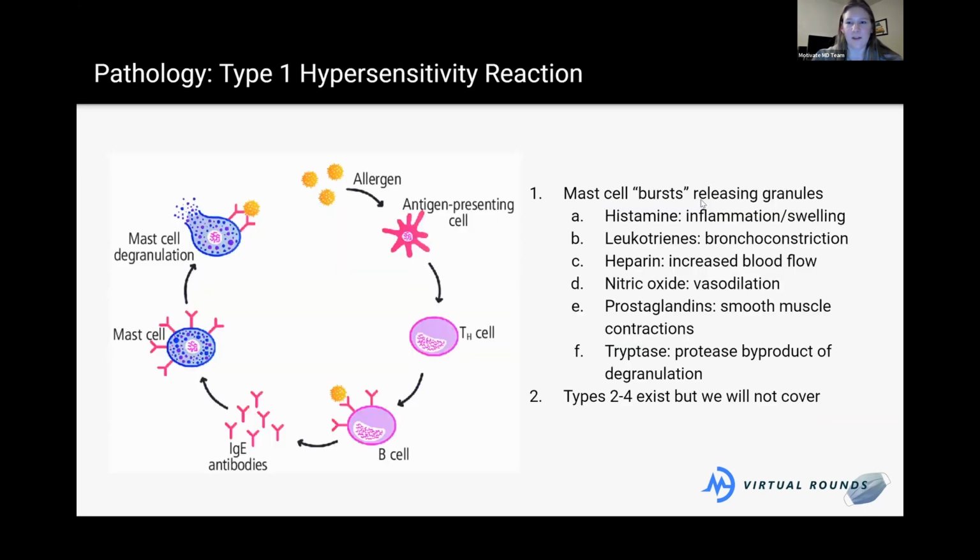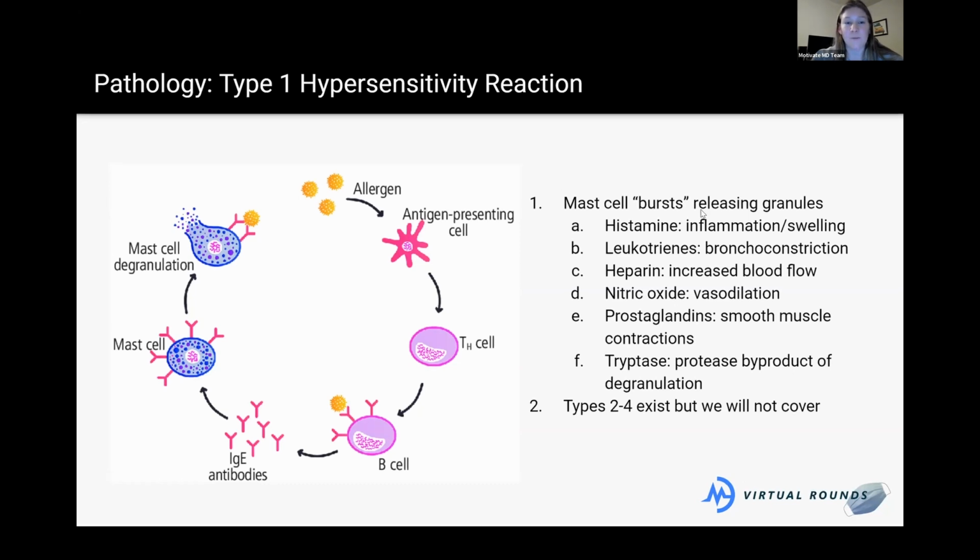So going into our pathology now, there's actually 4 different types of hypersensitivity reactions in immunology, but I just want to focus on type 1 because this is the classic allergic hypersensitivity. So just know that there are 4 different types, but type 1 is going to be what's called either a mast cell or an IgE mediated hypersensitivity.